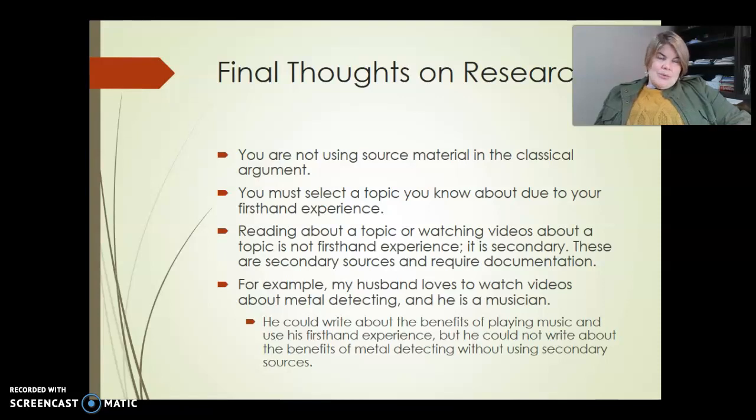So for example, a lot of students will Google classical argument topics on the web, and inevitably capital punishment, gun control, and abortion come up. Well, if you've not been involved in a capital crime, you can't write about capital punishment. If you haven't had or faced the choice of having an abortion, you can't write about abortion. If you have never had your gun rights infringed upon, then you can't write about gun control. So you have to have some sort of personal buy-in through something you have experienced.